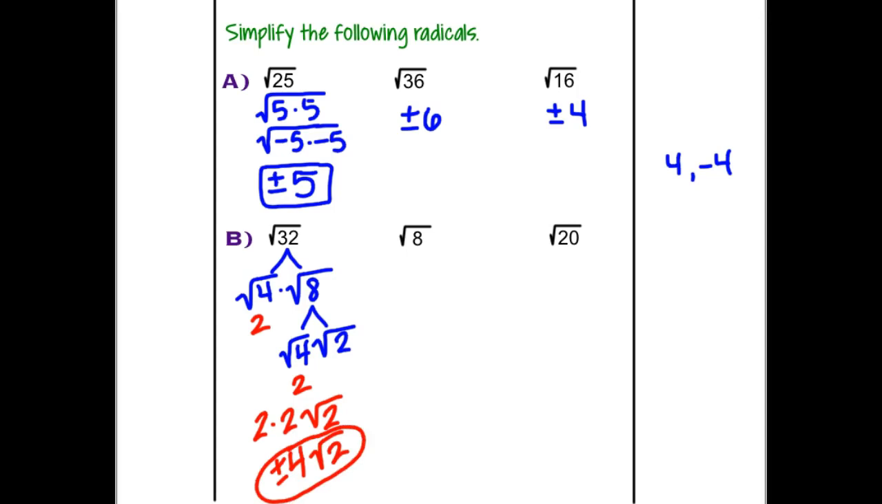Now, if you had noticed right away that the square root of 32 breaks into the square root of 16 times the square root of 2, which right away gives you your plus or minus 4 square root of 2.